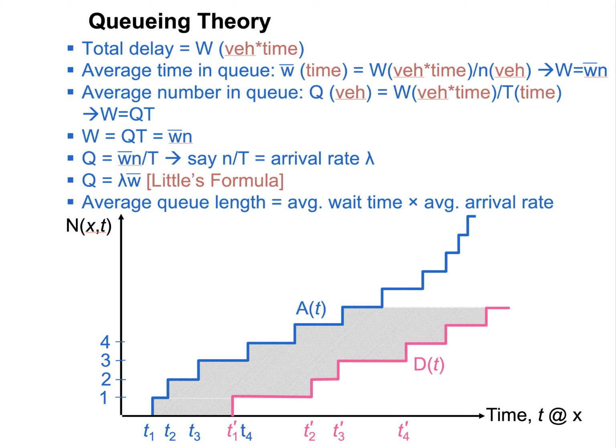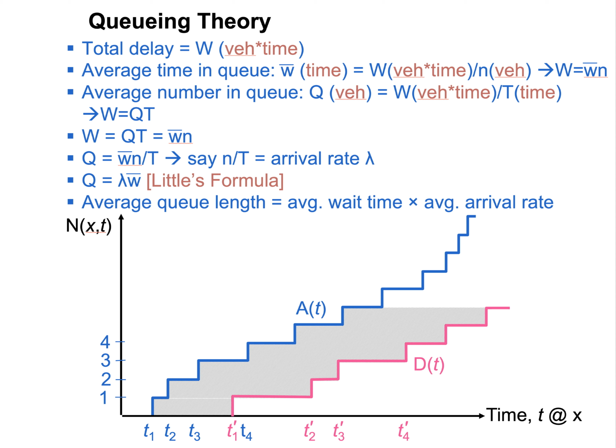So this is kind of to summarize everything. The total delay, which we sometimes call W, is in units of numbers of vehicles times time, usually vehicle hours. Of course, vehicle minutes is also fine. We can calculate the average time in the queue for all the arriving customers. It's just the total time divided by the number. So that's lowercase w bar, which is in units of time, seconds, minutes, or hours, which is the total delay, capital W, divided by n, the number of vehicles. So we have the averaged time in the queue.